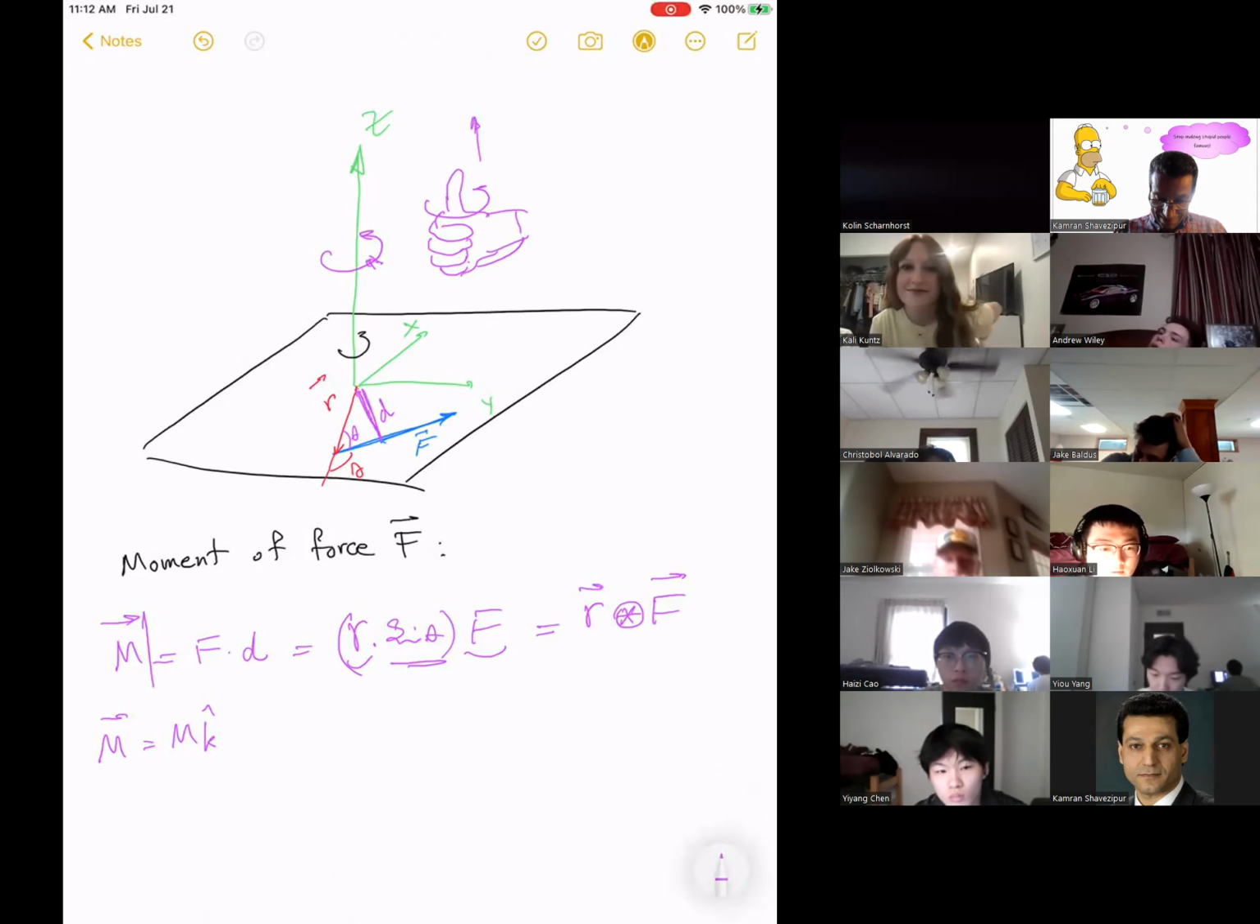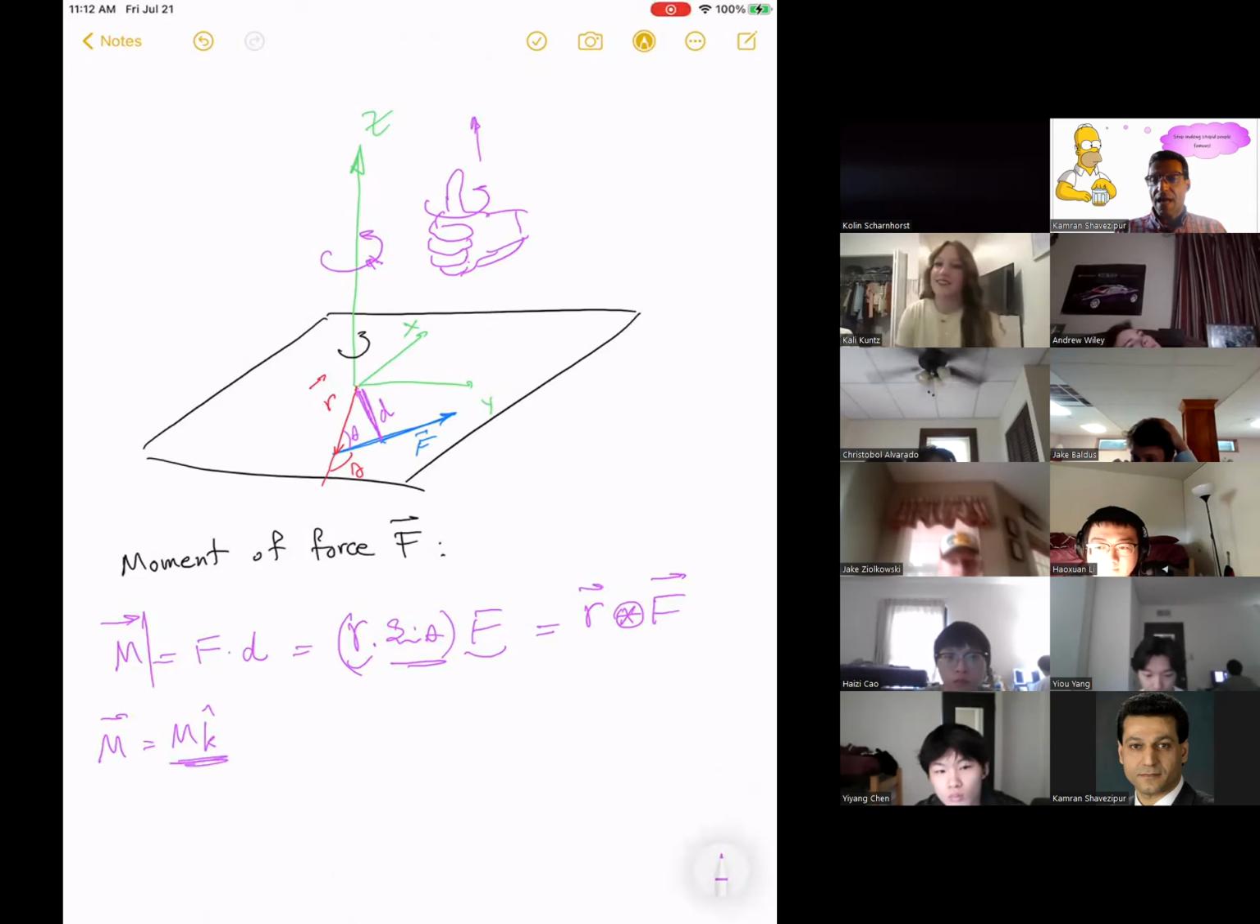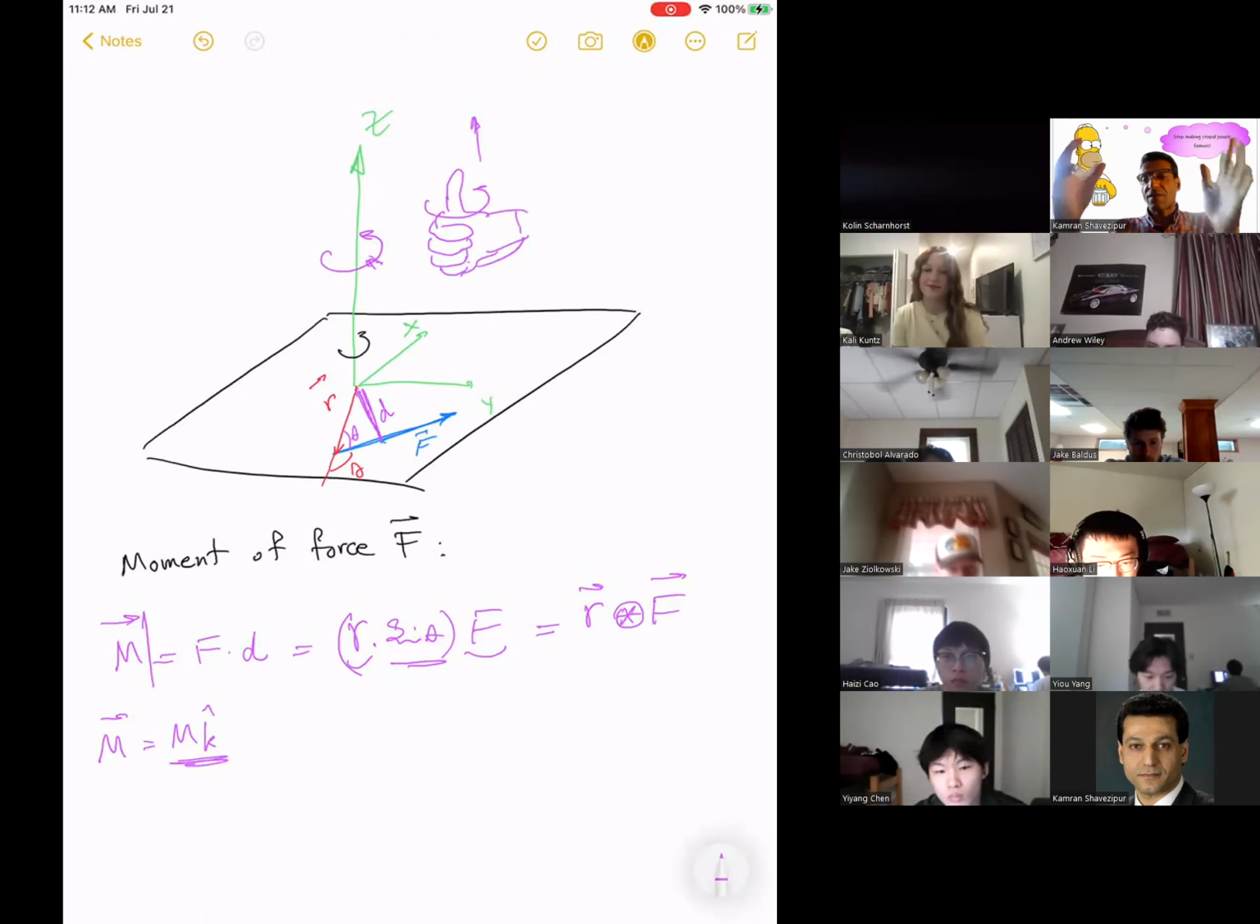Because it's always in the z direction, we usually don't write it out. Again, if you have 3D vectors, where force goes this way and r goes that way, like in robotics, then M is going to have components in every direction. So this is the moment of a force, right?